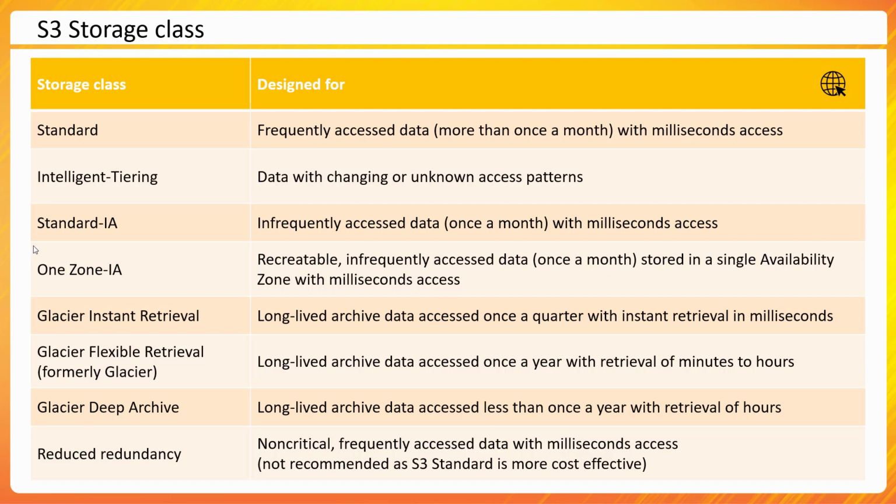Here, one more important one is called One Zone IA. If you remember, I told you that in S3, as soon as you upload or store an object, 3 copies get created.